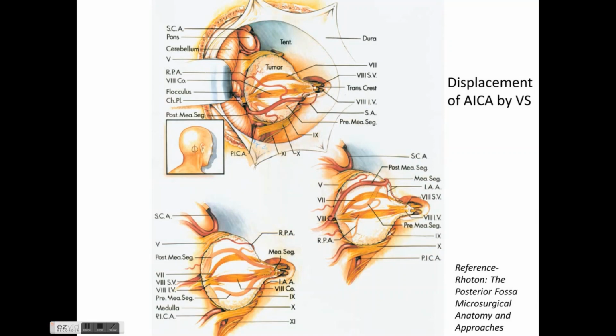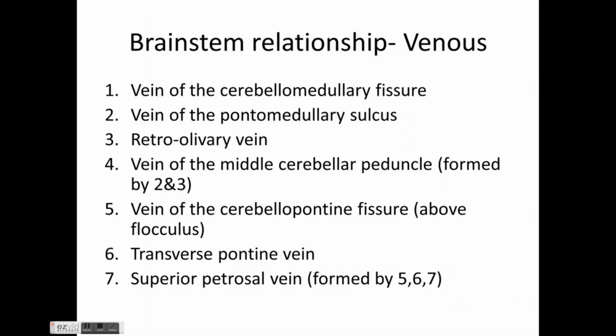Now coming to the venous relationship. The veins that we have to remember are the vein of the cerebellomedullary fissure, the veins of the pontomedullary fissure, the retroolivary vein, and the vein of the middle cerebellar peduncle, which is formed by the vein of the pontomedullary sulcus and the retroolivary vein. Then there is the vein of the cerebellopontine fissure, which is above the flocculus. We have the transverse pontine veins, and we have the superior petrosal veins.